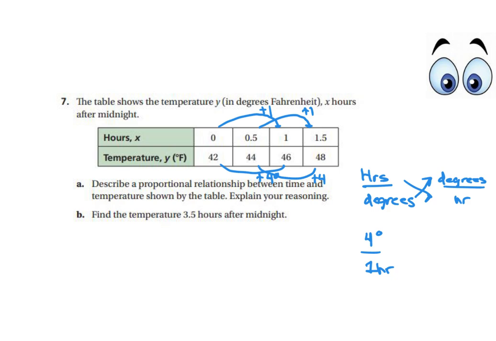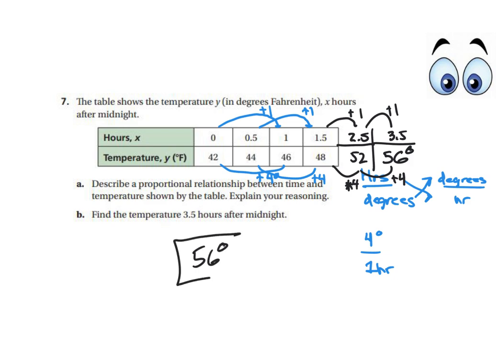So an hour and a half is what we end with. So if we add another hour and a half, that's going to take us to 2.5. And we add 4 more. Let's add 4. So that puts us at 52. Now we add 1 more hour. That puts us at 3.5. And we add 4 more degrees, which puts us at 56 degrees after 3.5 hours. So that wraps it up for Chapter 5, Lesson 5.